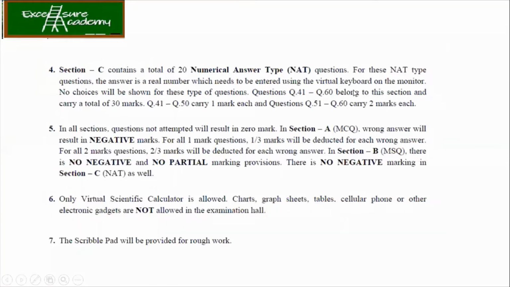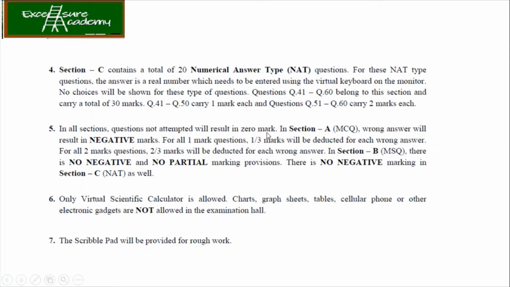Then section C has 20 numerical type questions. Over there you need to actually solve it. If the choices are not given, you need to solve it and give the answer to the nearest decimal. Questions 41 to 60 carry a total of 30 marks: initially 10 questions of 1 mark and then 10 questions of 2 marks.